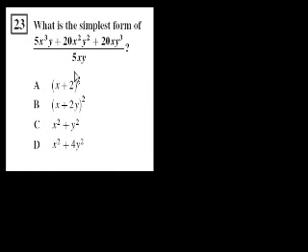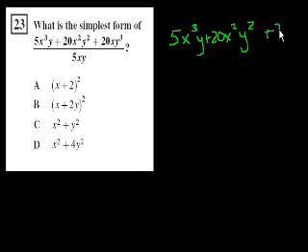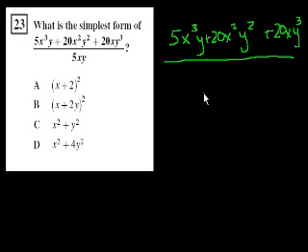So what is the simplest form of this expression here? I'll rewrite it. 5x cubed y plus 20x squared y squared plus 20x y cubed, everything divided by 5xy. So 5xy actually goes into every one of these terms. So let's just get rid of the 5s. Actually, let's just divide the numerator and denominator by 5xy.